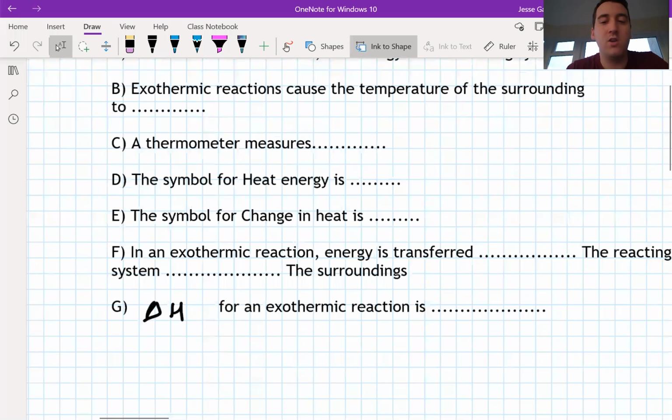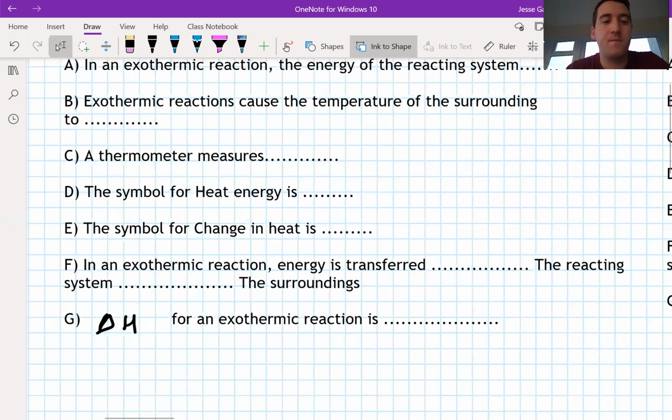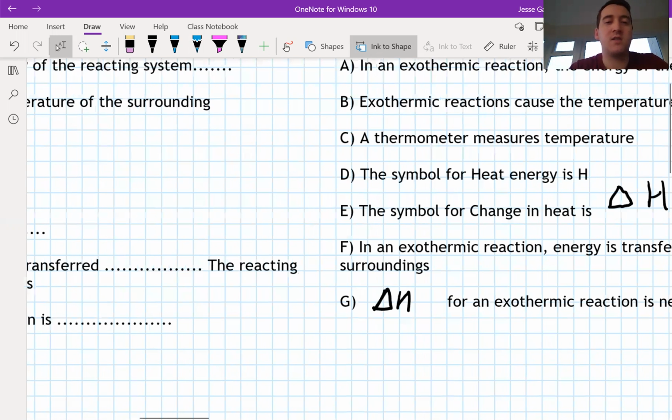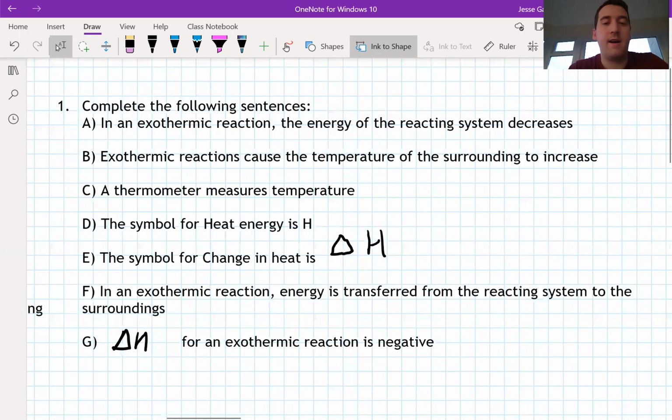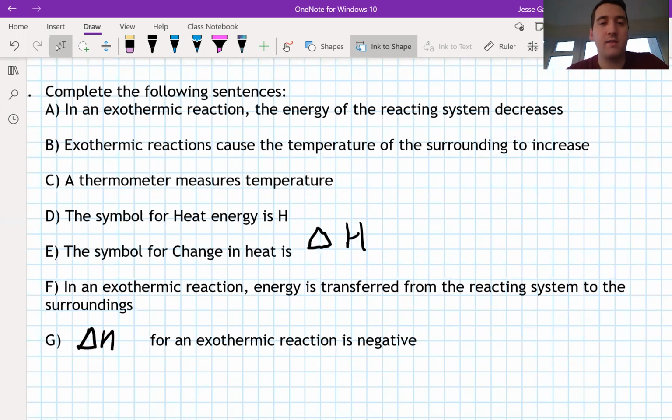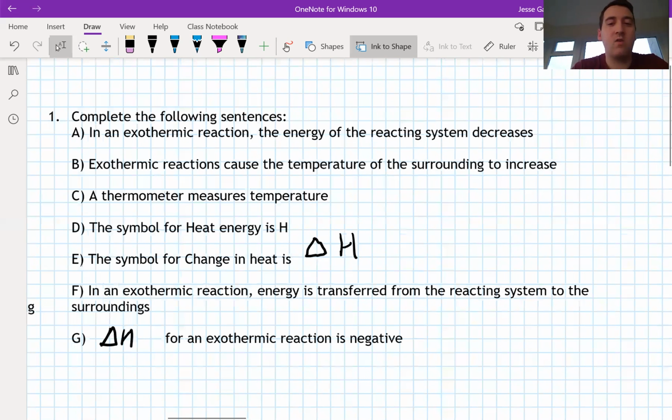Okay, so now you should be able to answer G. Hopefully if that wasn't enough time, pause the video and do it now. So delta H for an exothermic reaction is what? Well, it's negative is the correct answer there. I'm going to put these answers up here, and you guys can pause the video and make any corrections that you need to do now, please. Now that is the exothermic reactions.